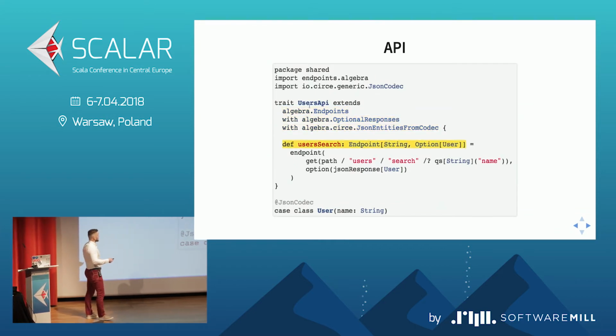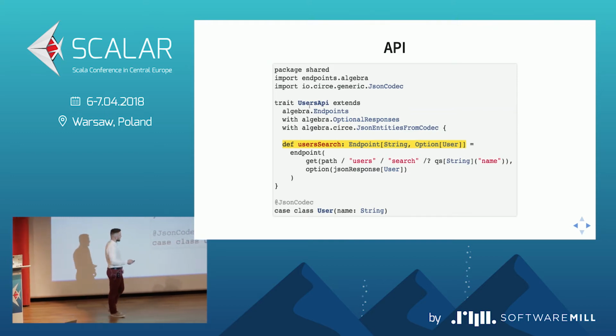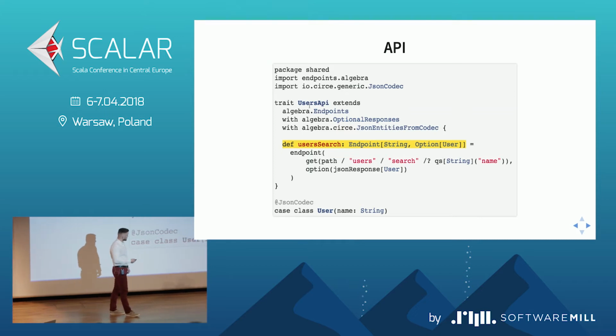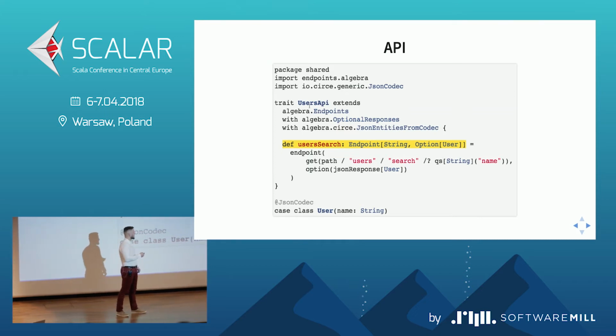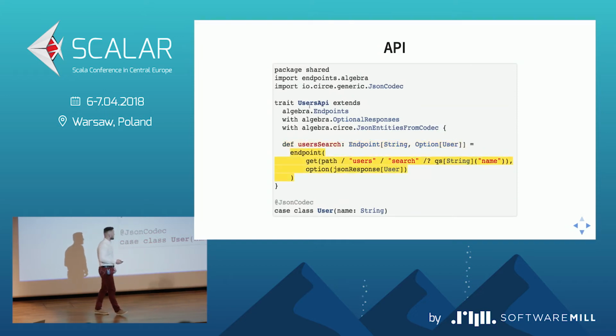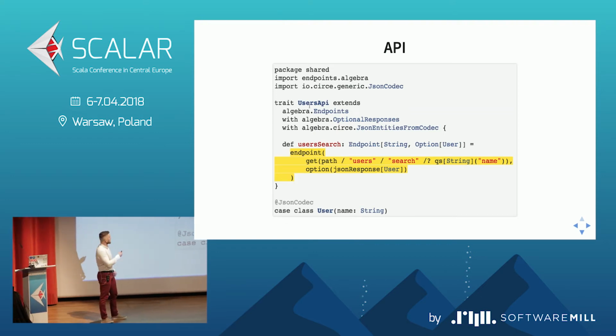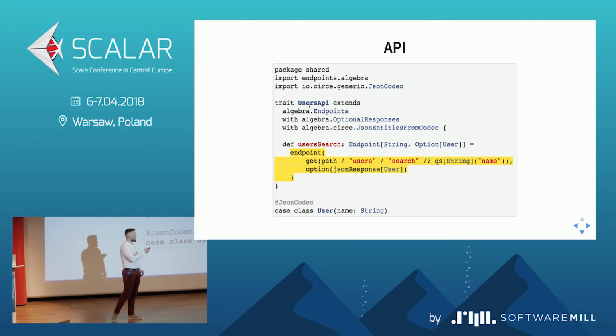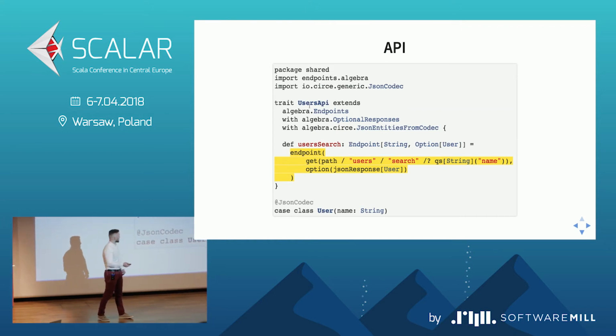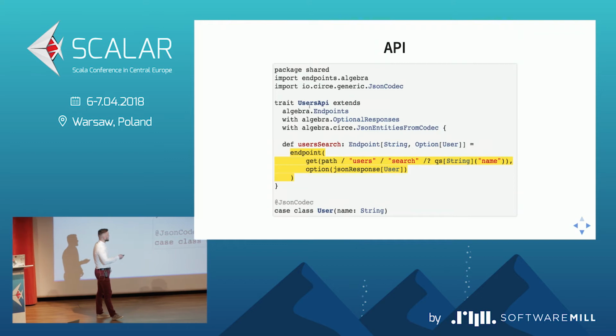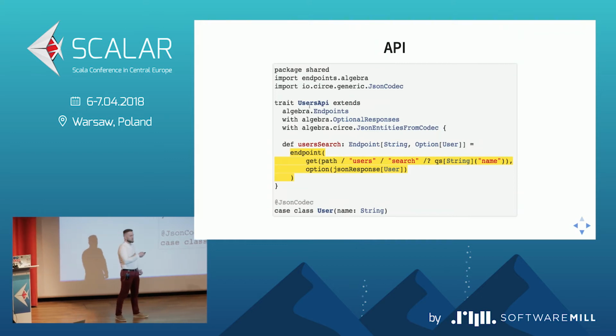Then you just say that there is something like user search, and this is an endpoint. The request carries a string, and the response carries an option of user. And this endpoint is defined as this. So it's a GET request to the path user search, and it has a query string parameter name. The response for this endpoint is just an optional JSON response carrying a user.